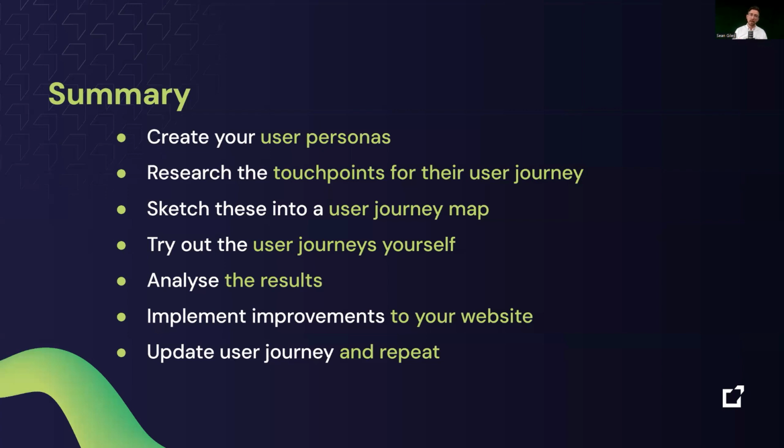Analyze the results. So you start off with your internal testing. How has it actually gone? Where are the pain points? Where was it difficult maybe to submit something, or achieve something, or find certain information? And then implement those improvements to the site. So where the pain points were, have a look at how you can improve those across the website, and then retest. And then, like I say, update the user journey, rinse and repeat, and keep going through that process so that you can continually make those improvements.